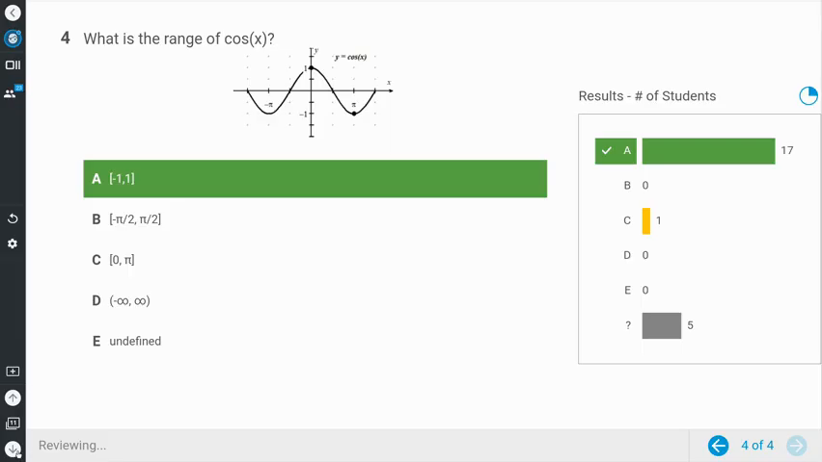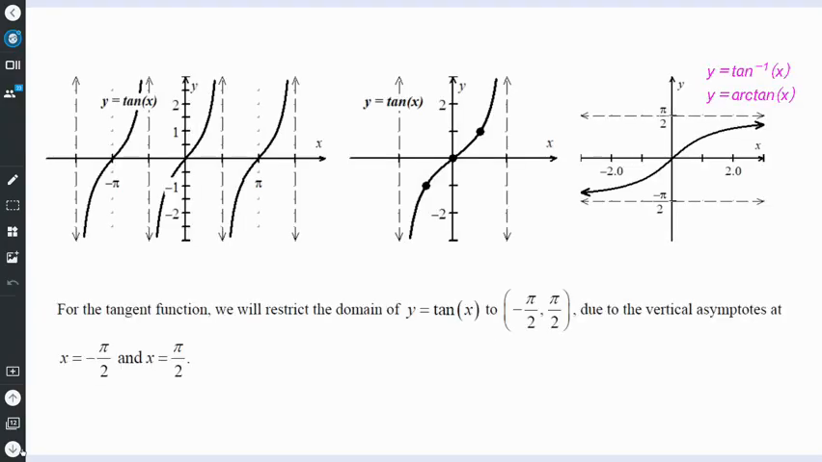Same deal with tangent. Does this tangent pass a horizontal line test? No, it doesn't pass a horizontal line test. Let's do the range first for tangent. What's the range for tangent? All real numbers. Very good. It's all real numbers from -infinity to positive infinity. What about the domain? Not all real numbers.